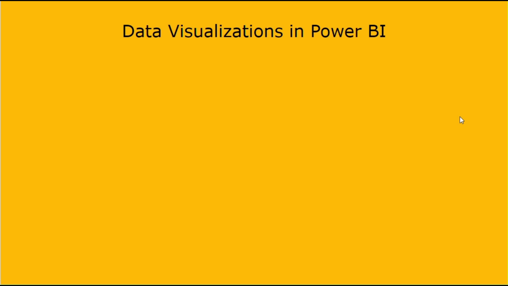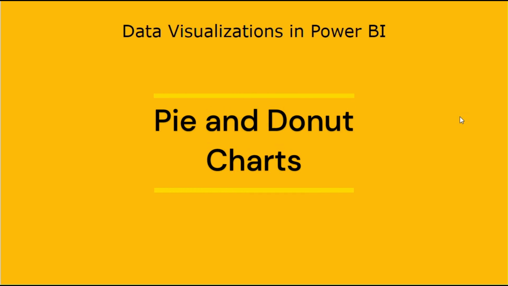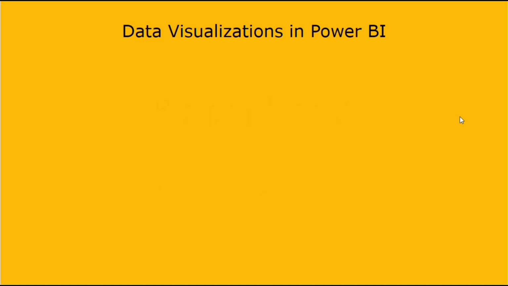Today in this video, we will learn about pie charts and donut charts and how to create them for data visualization and use cases. So let's understand what a pie chart and a donut chart are. In Power BI, both pie charts and donut charts are used to represent parts of a whole and provide a visual way to compare proportions between categories. I will show you with a practical example the difference between these two charts and their use cases.